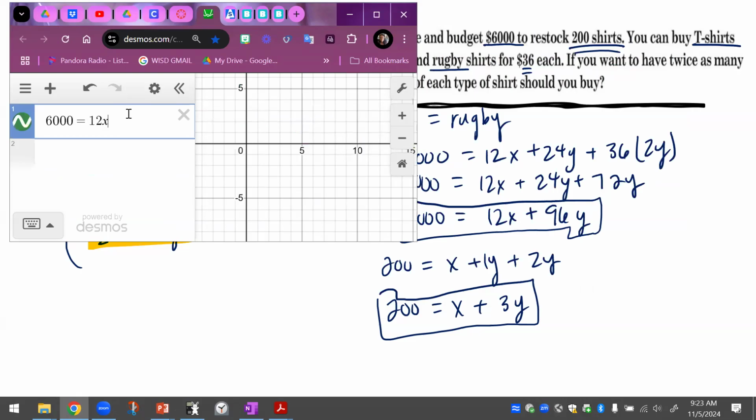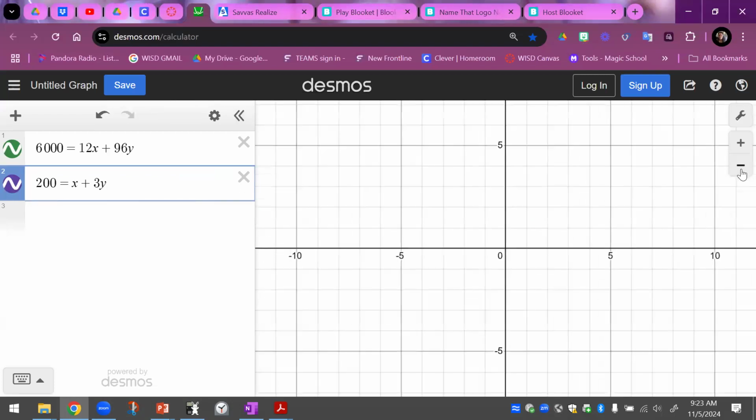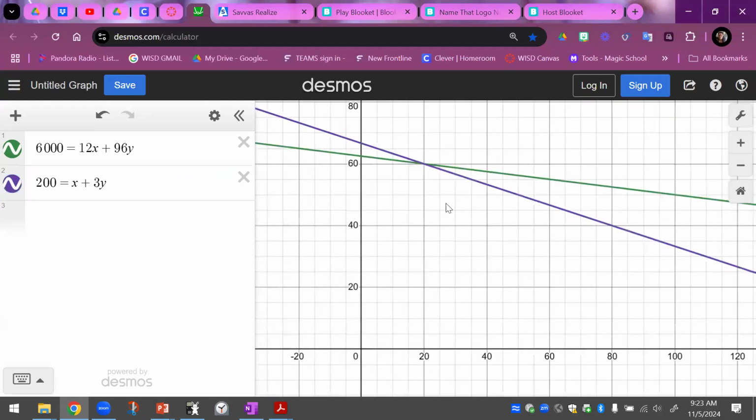All right, so 12x plus 96y, equation 1. Next one, 200 equals x plus 3y. If you were to do this in a regular handheld, you would have to get y by itself in order to find it, okay? Okay, I'm going to zoom out because clearly my numbers are large. And what do we get?